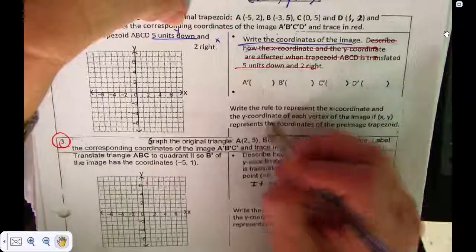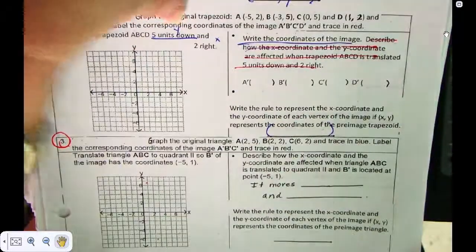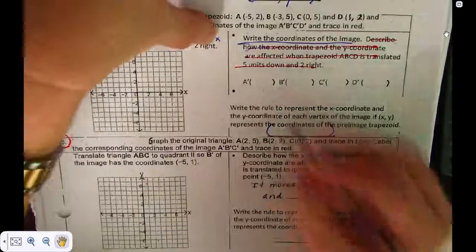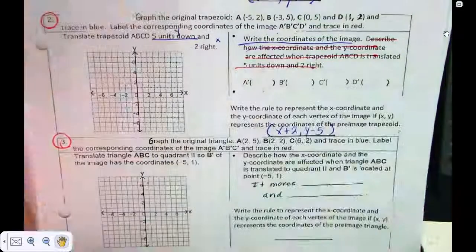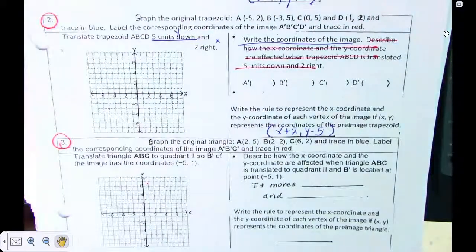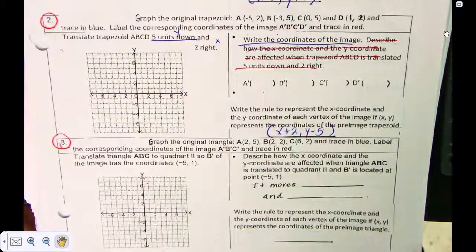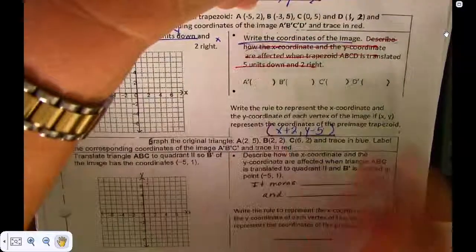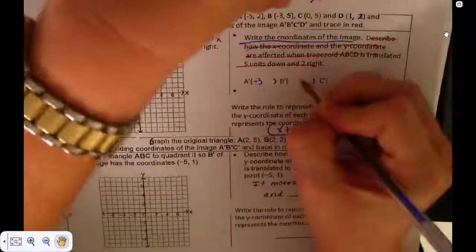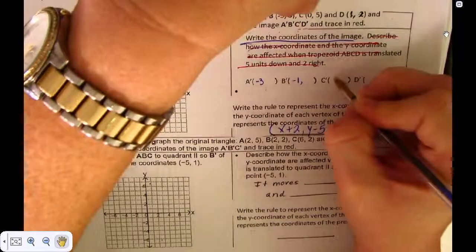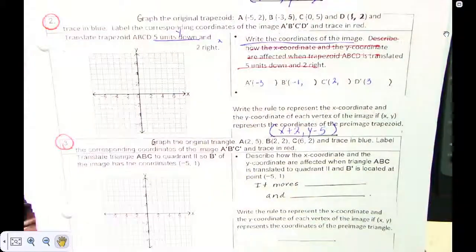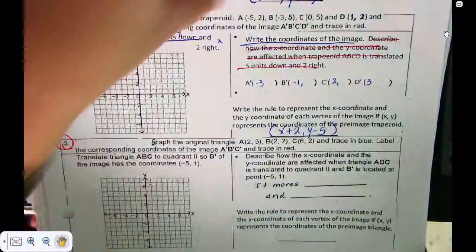So that's why some of you missed this one. You did it backwards. X goes right to right, and Y goes 5 down. So I'm going to add 2 to all my x's. That's going to be negative 3, negative 1, 2, 3. I added 2 to all my x's. Now I'm going to subtract 5 from all my y's.